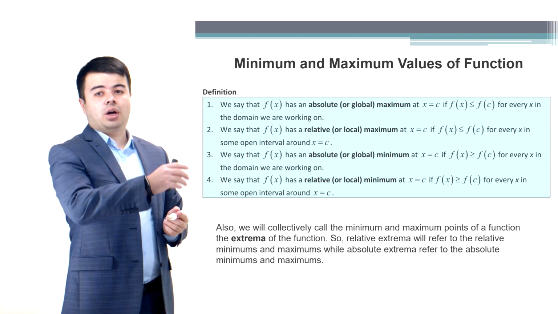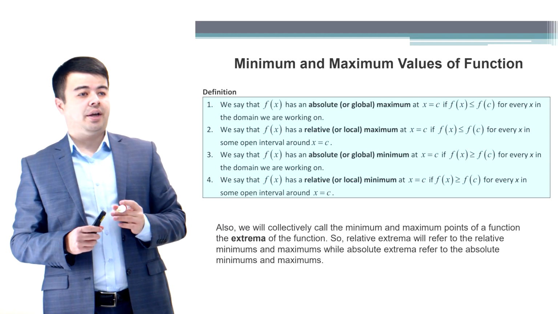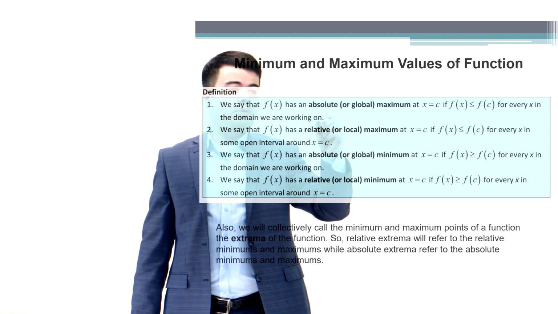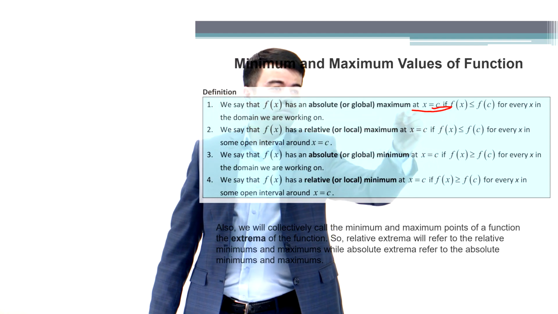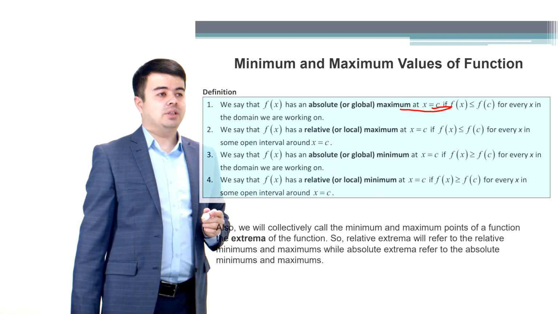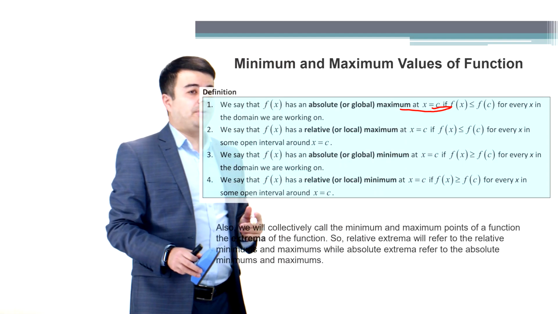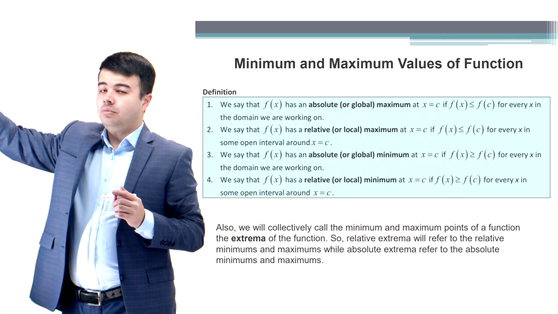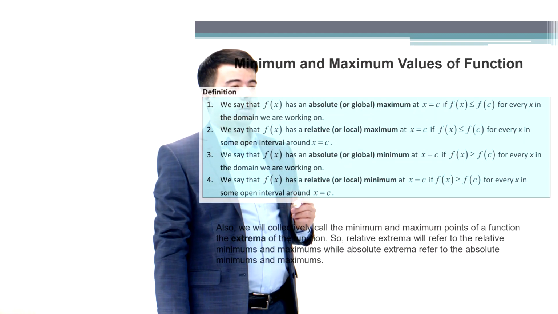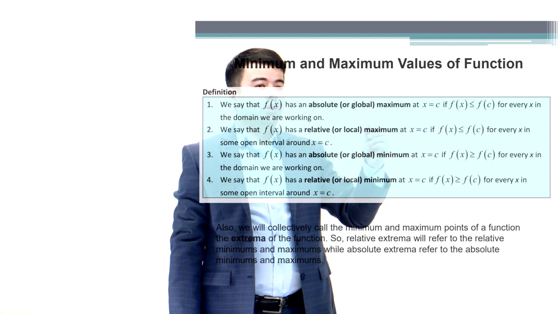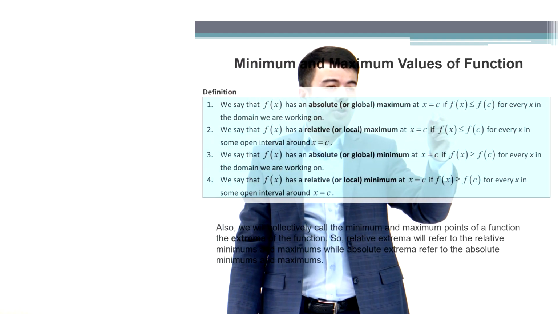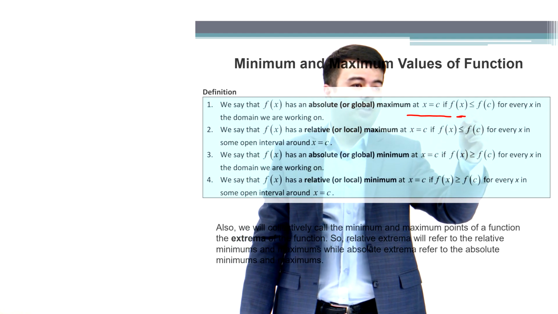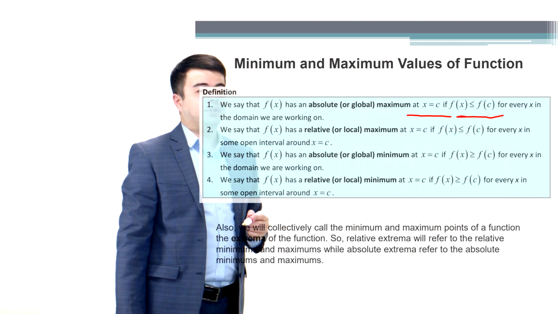So let's consider the first definition again. Here we say that f of x has an absolute or global maximum at the point x equals c if f of x is less than or equal to f of c for every x in the domain in which we are working. So it gives us the absolute maximum when it satisfies this condition: at x equals c, f of x should be less than or equal to f of c.